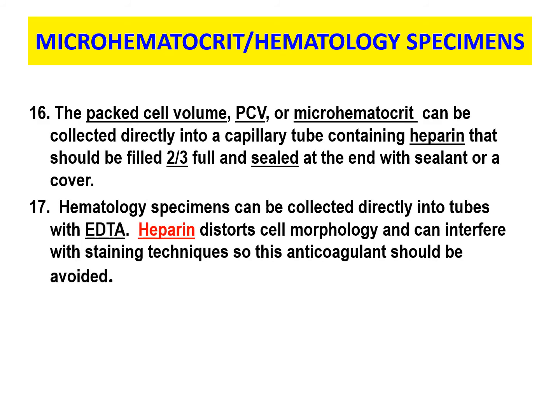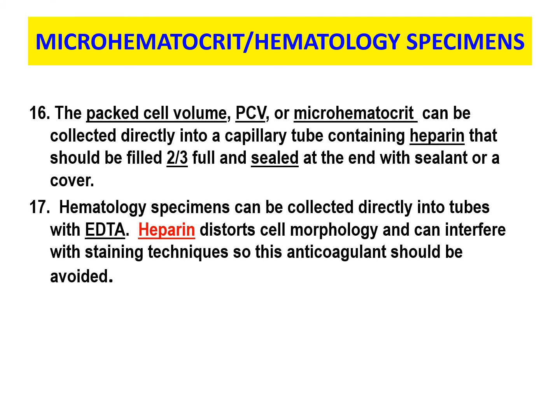So now let's talk about microhematocrit and hematology specimens, okay? We understand that the packed cell volume, the PCV, or microhematocrit, can be collected directly into capillary tubes containing heparin that should be filled 2/3 full, right, and sealed at one end with our clay sealant, right? Hematology specimens can be collected directly into our tubes, right, our microhematocrit tubes.